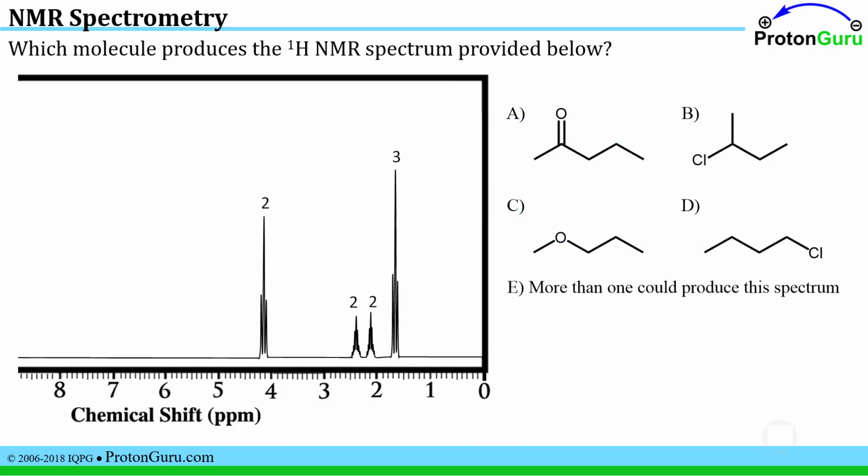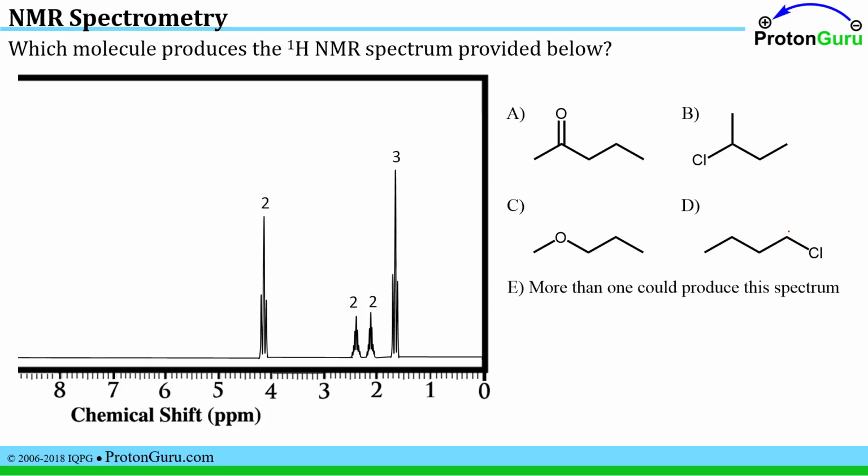So now let's apply the same logic to the next problem. If we take a look at how many signals we would expect to see in the proton NMR spectrum for each of these molecules, we see that we would expect 4 for choice A, 1, 2, 3, 4 for choice B, 1, 2, 3, 4 for choice C, 1, 2, 3, 4 for choice D. And that's what we have here. So looking just at the number of signals does not really help us. So we'll go one level deeper.